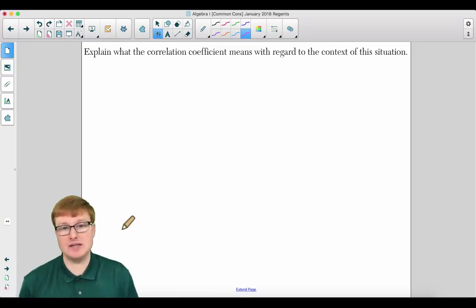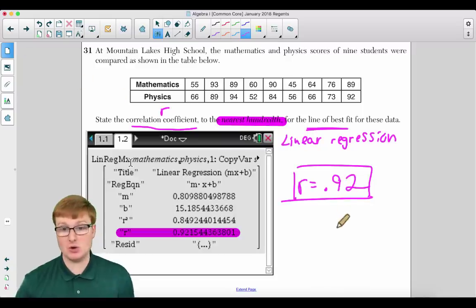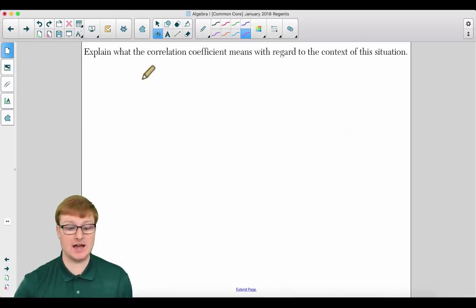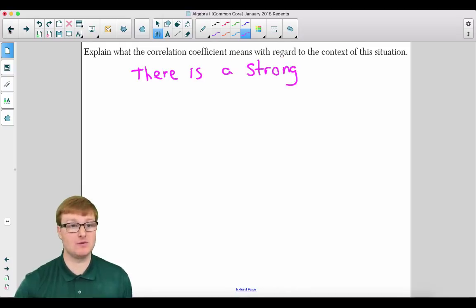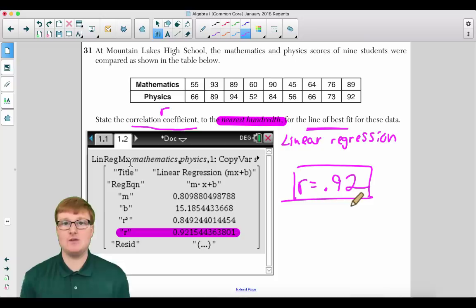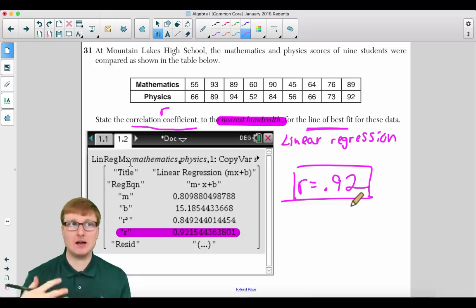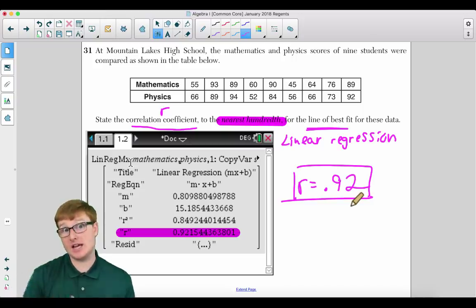Now, there's a follow-up question. Explain what the correlation coefficient means with regard to the context of the situation. Well, the correlation coefficient is positive. So that means that there is a strong, oh, that's what I forgot to mention before. This is very close to positive 1. If you have a correlation coefficient that is very close or somewhat close to positive 1, like I'm talking above 0.9, that's a strong positive relationship. If, however, it was a negative 0.92, that would still be strong, but a negative relationship. And anything below 0.6 is moderate, then it gets weaker. And if the correlation coefficient is 0, that means there's no correlation whatsoever.